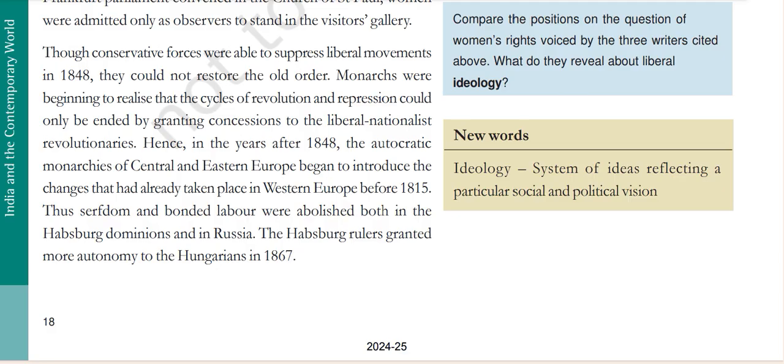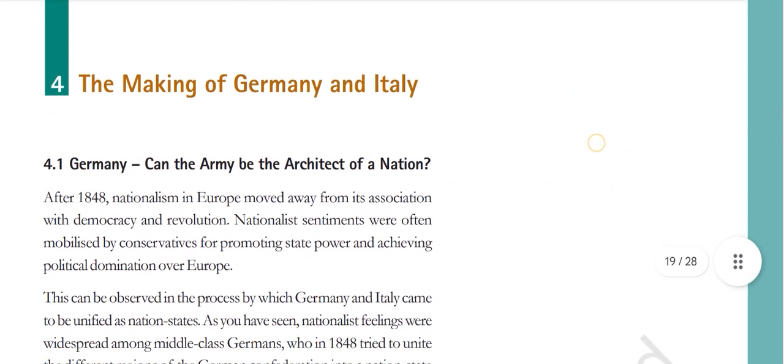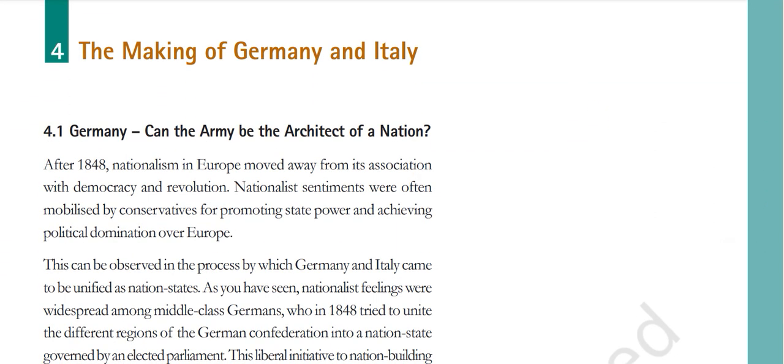Thus, serfdom and bonded labor were abolished both in the Habsburg dominions and in Russia. The Habsburg rulers granted more autonomy to the Hungarians in 1867. The making of Germany and Italy. Germany: can the army be the architect of a nation?